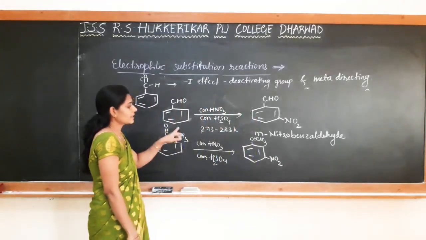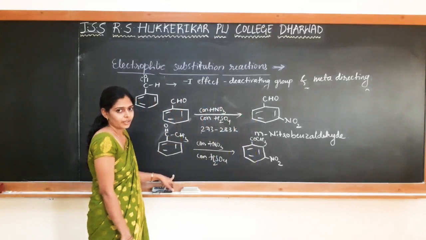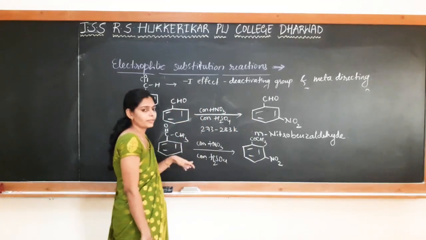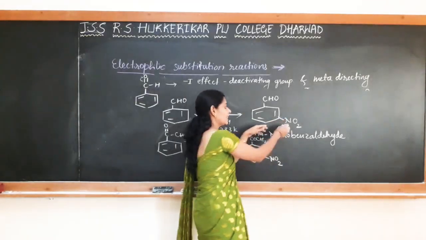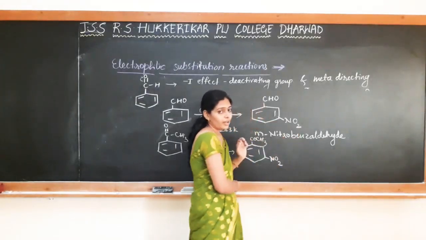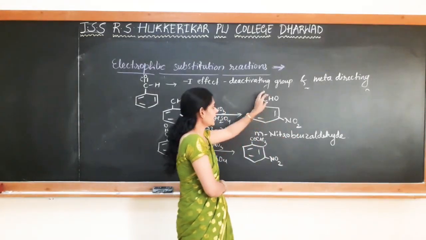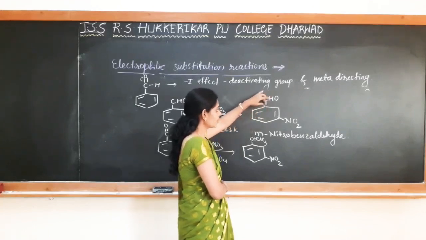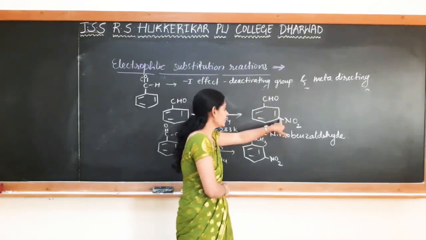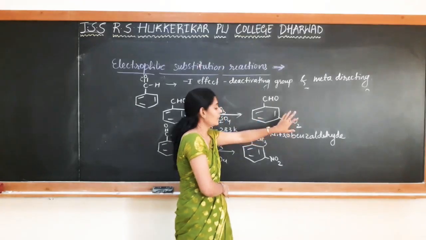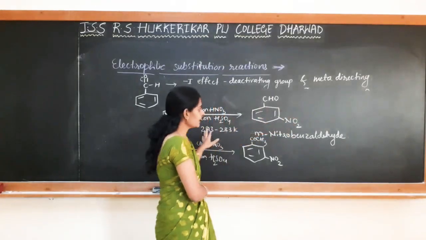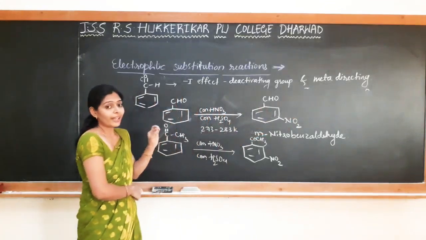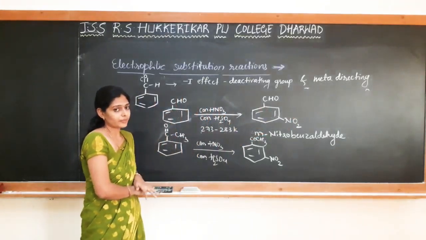Okay, similarly sulfonation can be done. If you do the sulfonation, you will be getting benzene sulfonic acid. We will be having SO3H at the meta position. The aldehyde group will be present at the ipso position, and to that, meta will be having the SO3H group. Okay, similarly, if we do halogenation, what happens?